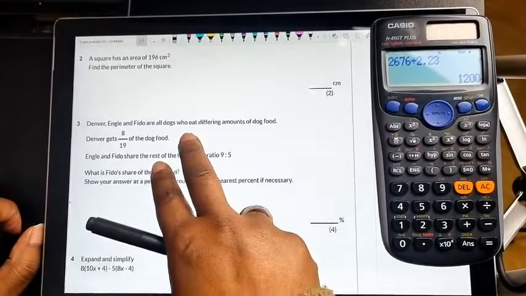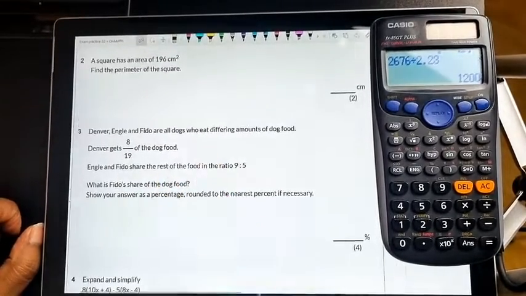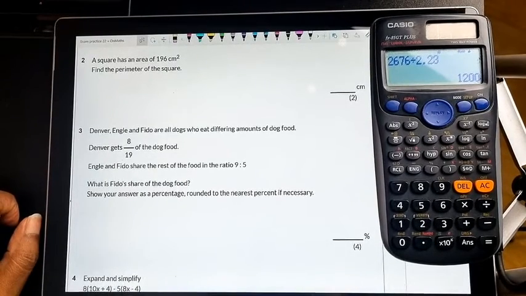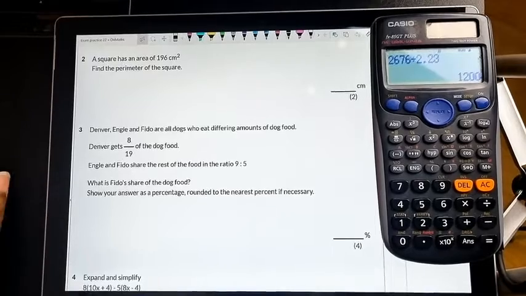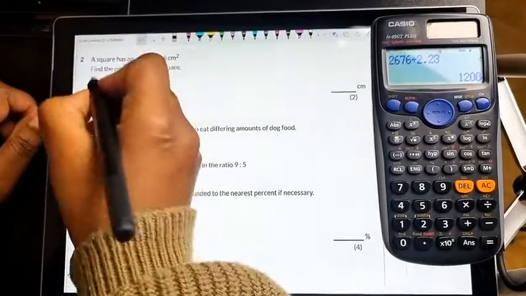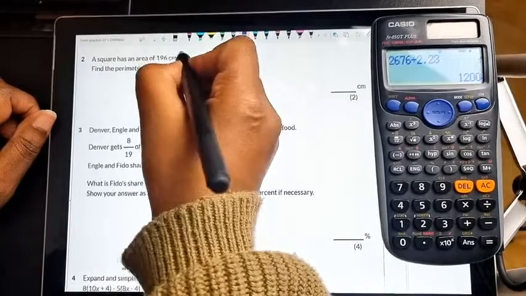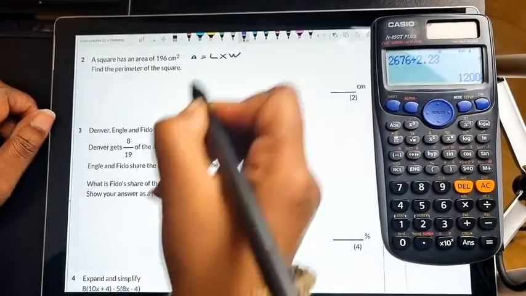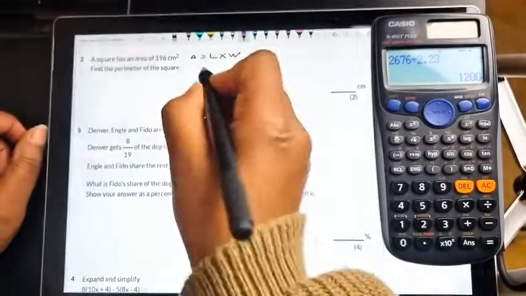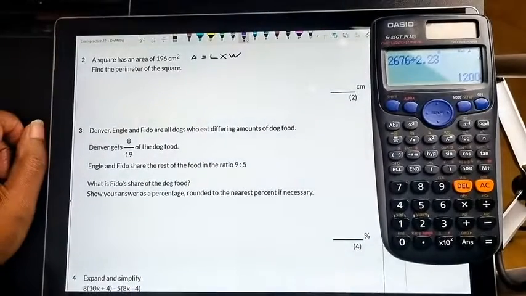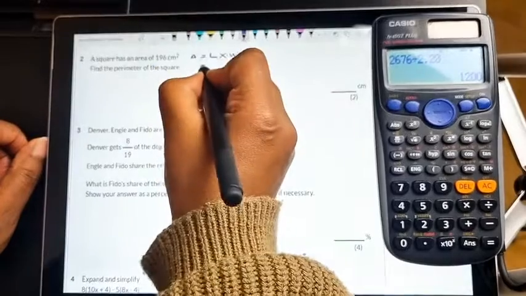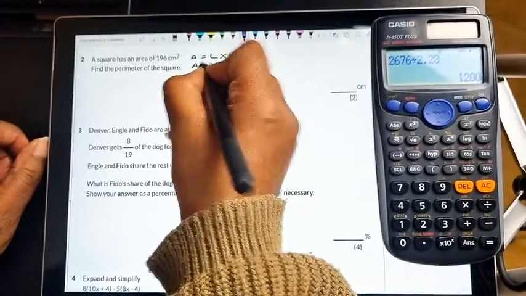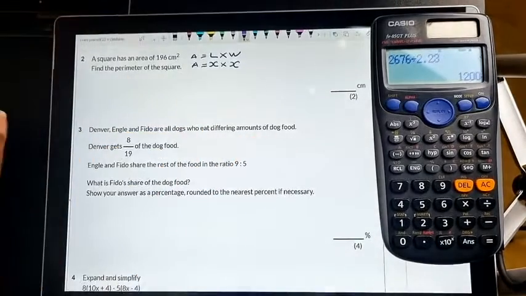Question 2. So on question 2, a square has an area of 196 centimeters squared. Find the perimeter of the square. I always say if you're not quite sure what it is, so the first one we know is area is equal to length times width. It's a square, so that means length and width have the same value, okay? So if I have to put this as an equation, it will be x times x. So they'll be the same, exactly the same.